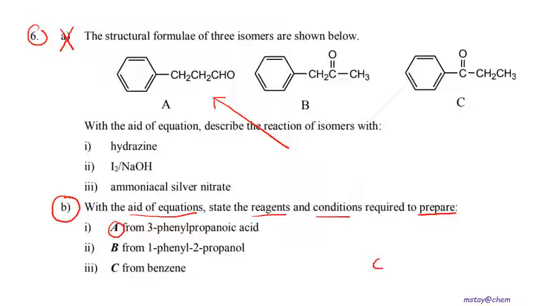As we know, propanoic acid consists of 3 carbons, so this one we label as carbon 1. Carbon 3 will be bonded to a benzene ring. When the benzene ring is a substituent, it is known as phenyl. So, complete with the hydrogens: CH2, CH2. Then the next step is from carboxylic acid to aldehyde.